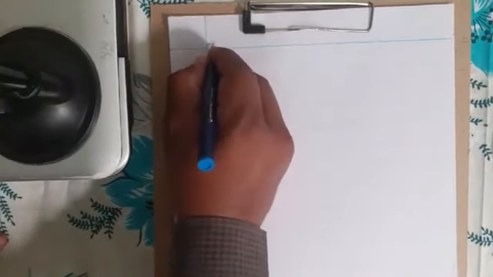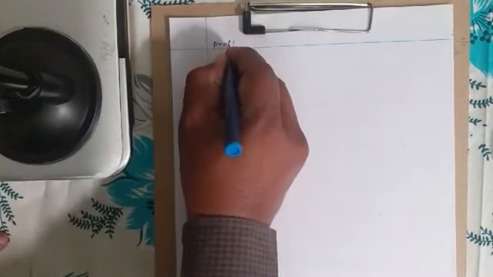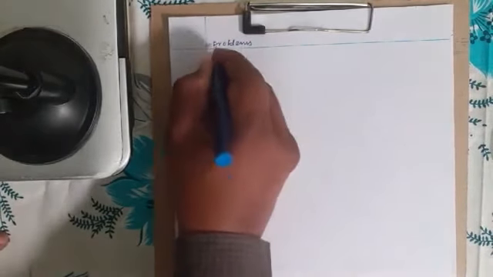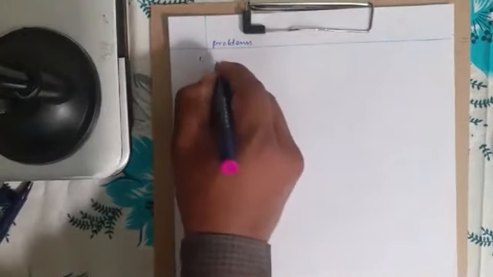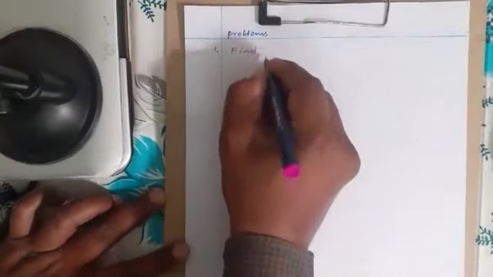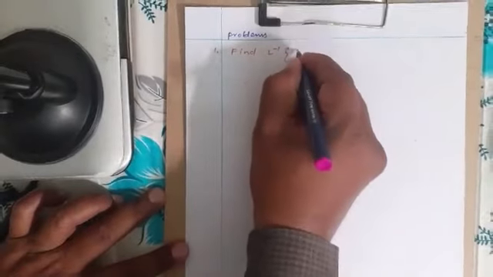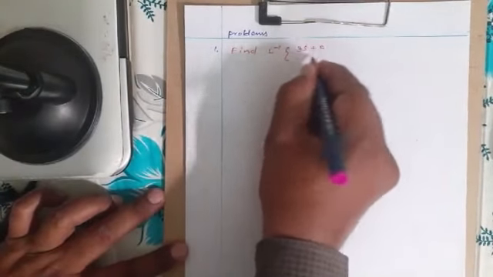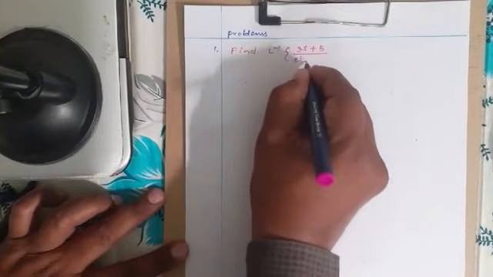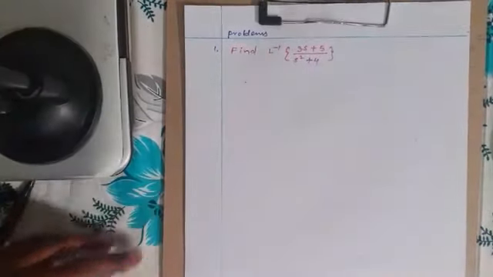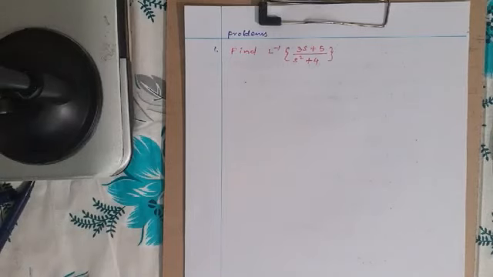First problem is, let us write the problems here. First problem is find L inverse of (3s plus 5) upon (s square plus 4). This is the problem. First problem is find L inverse of 3s plus 5 by s square plus 4.